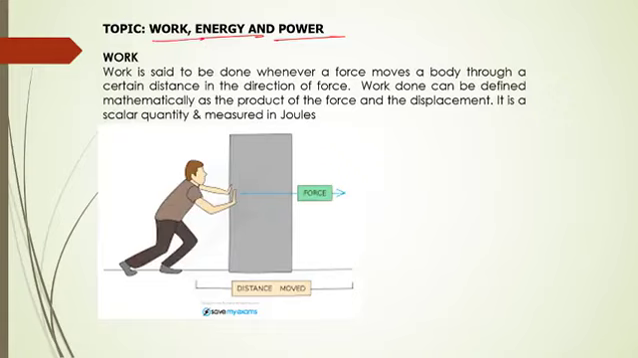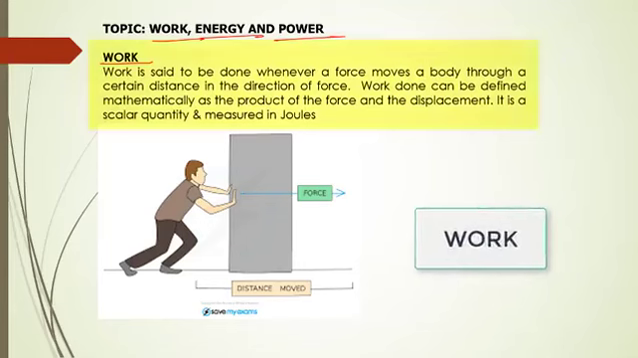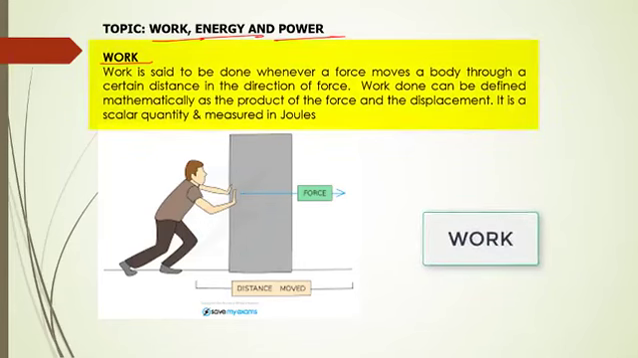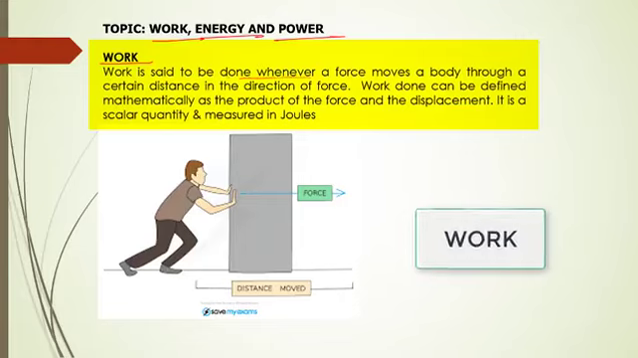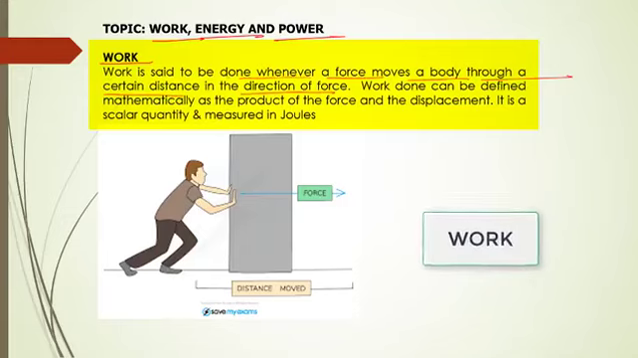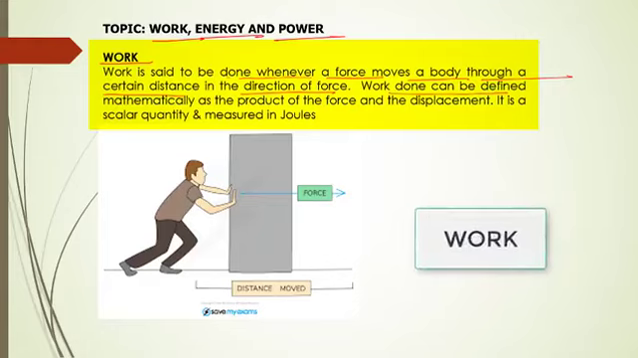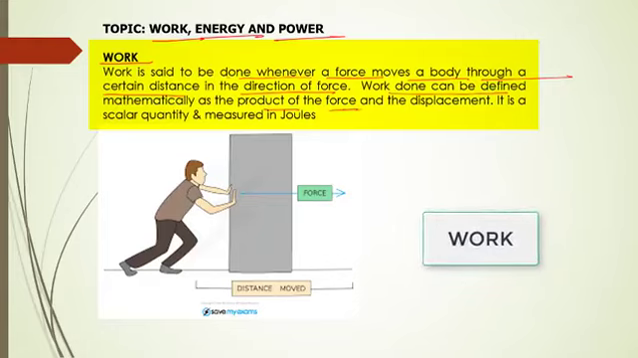Welcome back. At this point, I'd like us to take the definition of work. We say that energy is the ability or capacity to do work. So work basically is a function of energy. But then at this point, there is another definition for work. It is not just when we use up energy that we're said to be doing work, but we can also be said to be doing work whenever a force moves a body through a certain distance in the direction of the force. So we can see that work can be defined as the product of force and displacement.